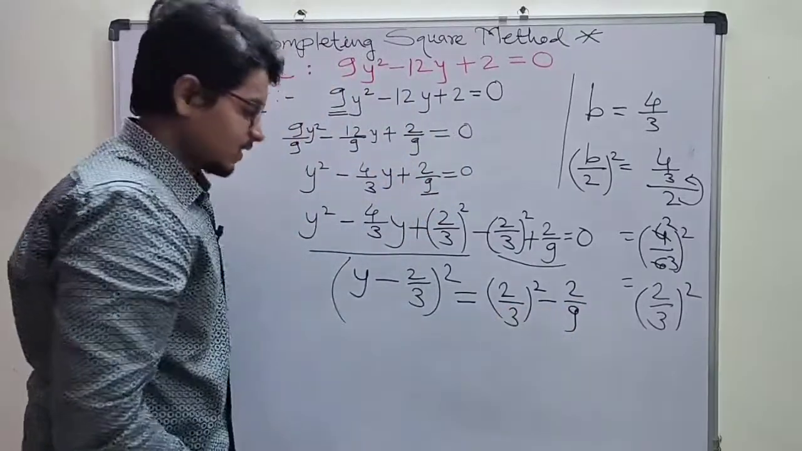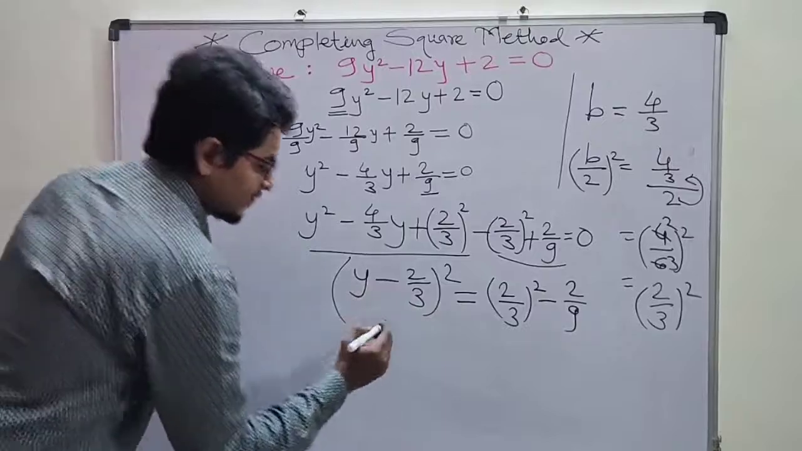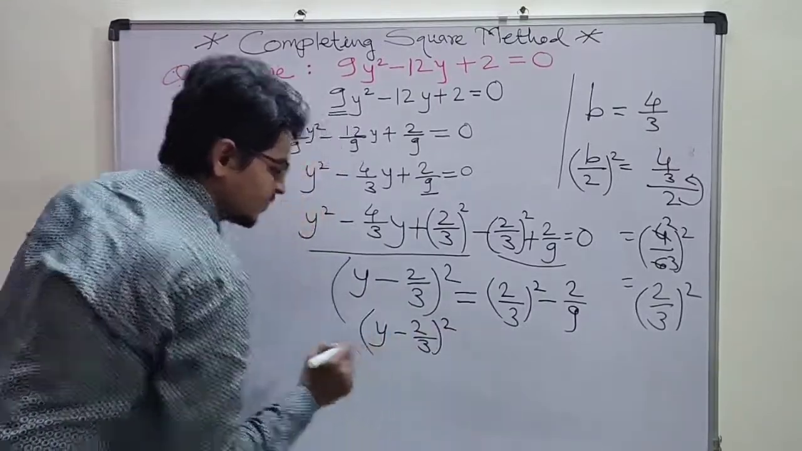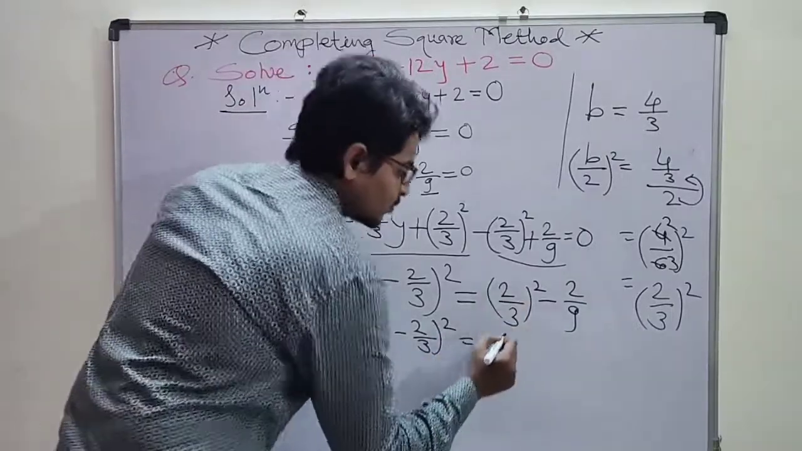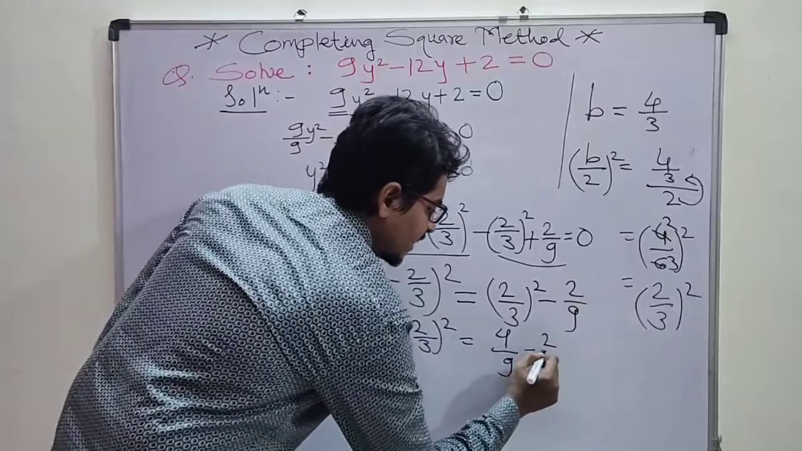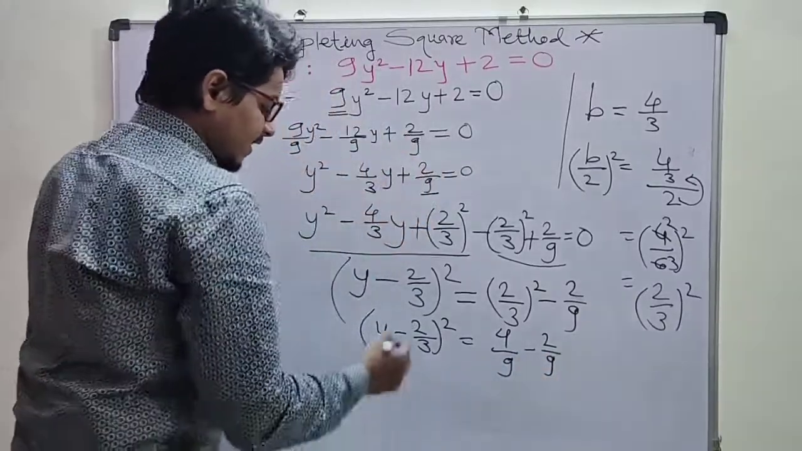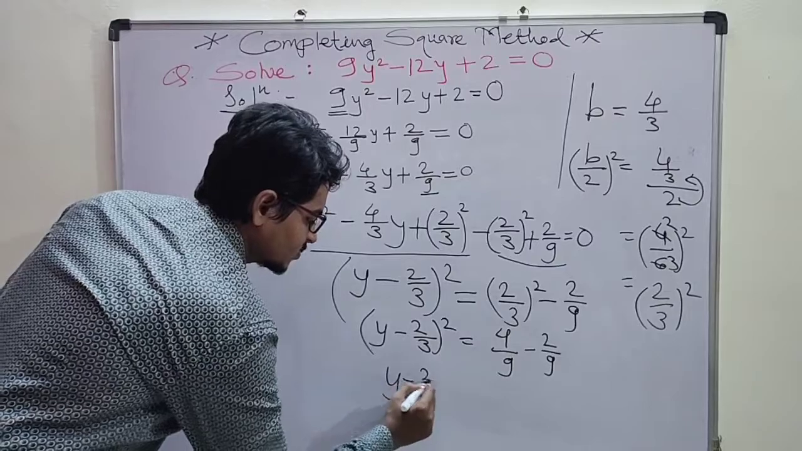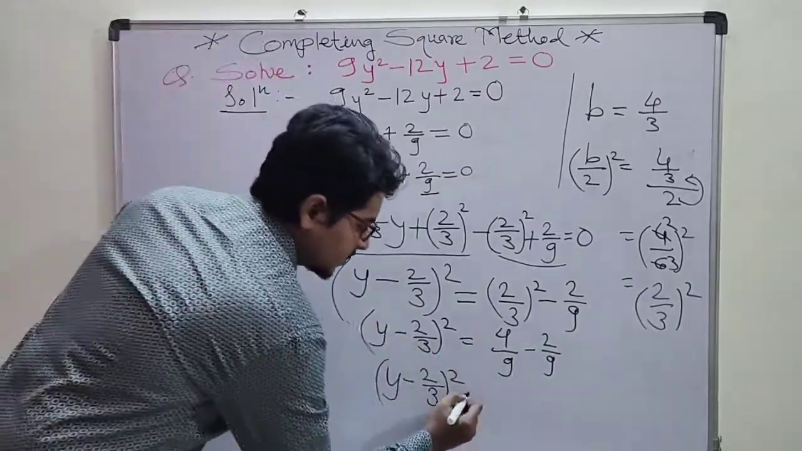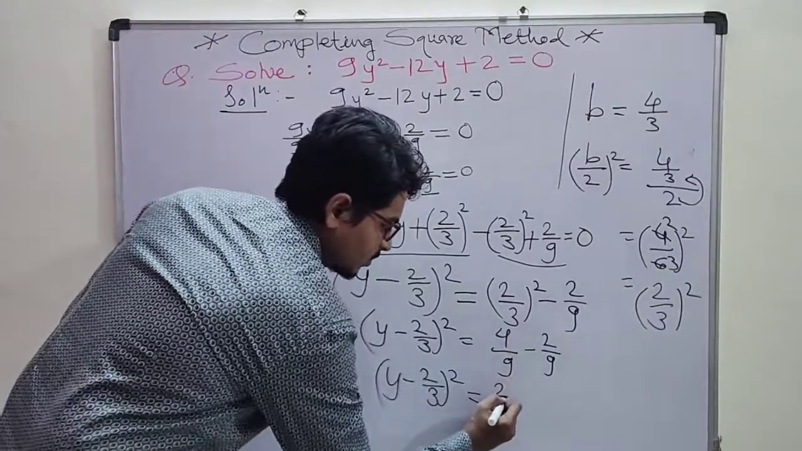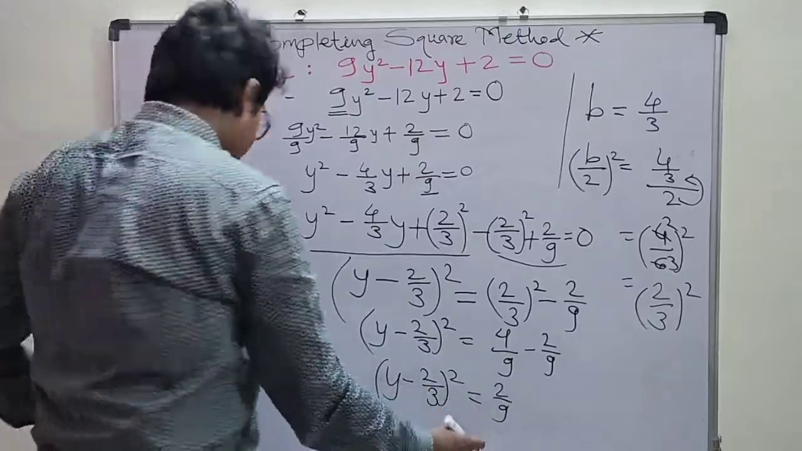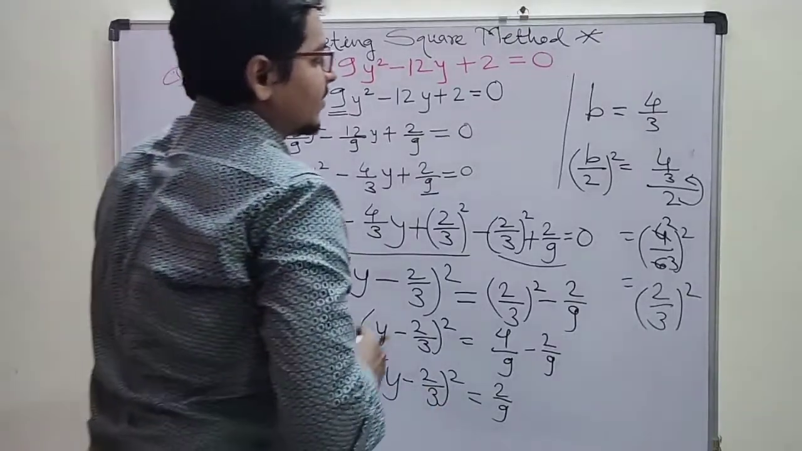Now it is the right side. Now keeping this term as it is, we first solve the right side of the equation. Here it is 2 4s are 4 and 3 3s are 9, minus 2 upon 9. In next step, y minus 2 upon 3 square, which is equal to, now 4 minus 2 is 2 and 9 as it is. Y minus 2 upon 3 square is equal to 2 upon 9.